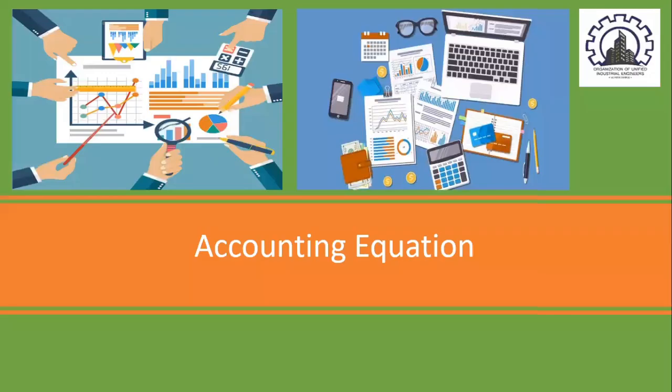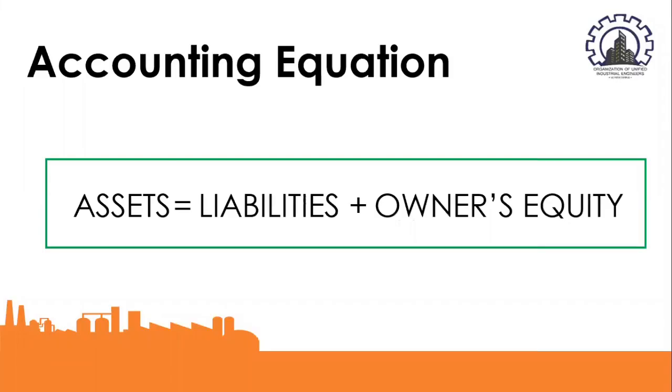Now, the next key area that I'm going to be discussing is the accounting equation. Our accounting equation is assets equals liabilities plus owner's equity or capital. Just a brief recap. Assets refer to those resources controlled by the entity as a result of past transactions or events, and from which future economic benefits are expected to flow to the entity.